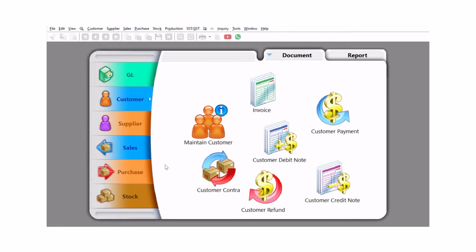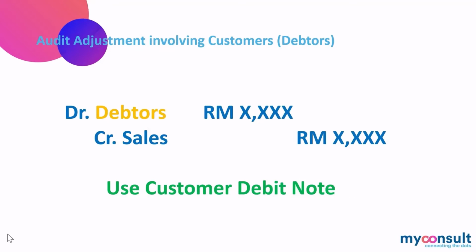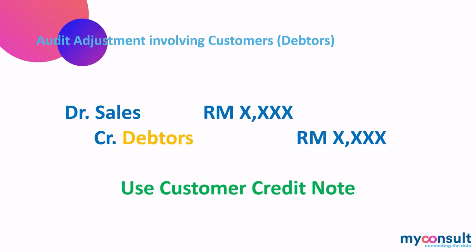So the first thing we will need to know is whether the adjustment is increasing or reducing the amount your customer is owing. If the adjustment is debit your debtors, that means it is actually increasing the amount your customer is owing you. Then we will need to use the customer debit note. If the adjustment is credit your debtors, that means it's actually reducing the amount owing from your customer, and that means we will need to use the customer credit note.